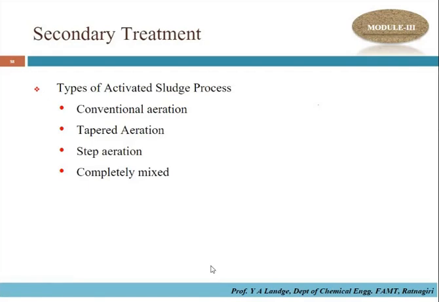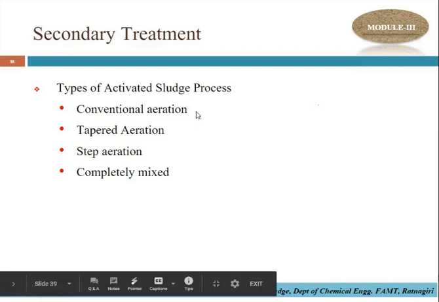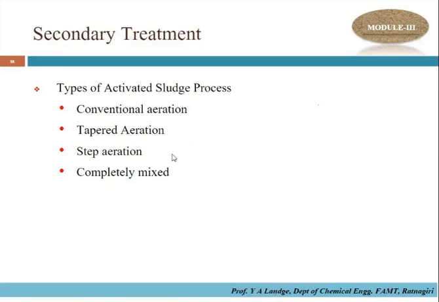Now this process is divided into different types, as mentioned here: the conventional aeration process, tapered aeration process, step aeration process, and completely mixed aeration process. So these are certain types of the activated sludge process. One by one, we will see what the difference between them is.